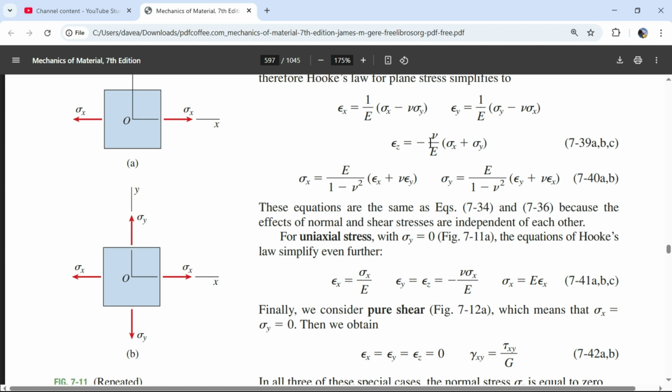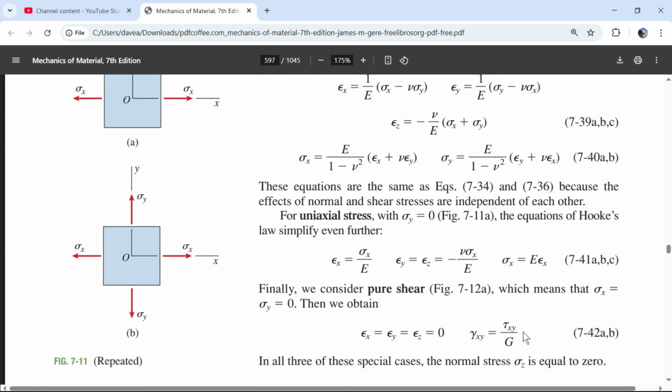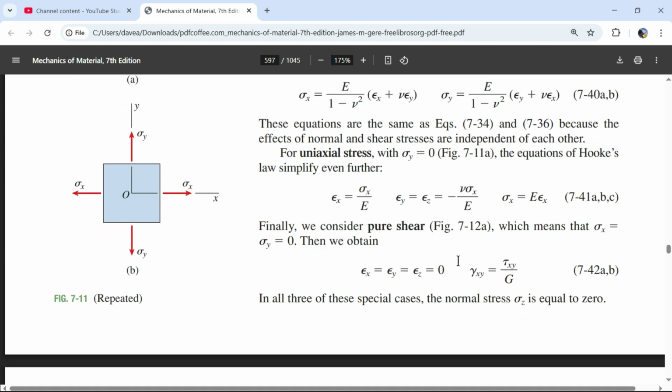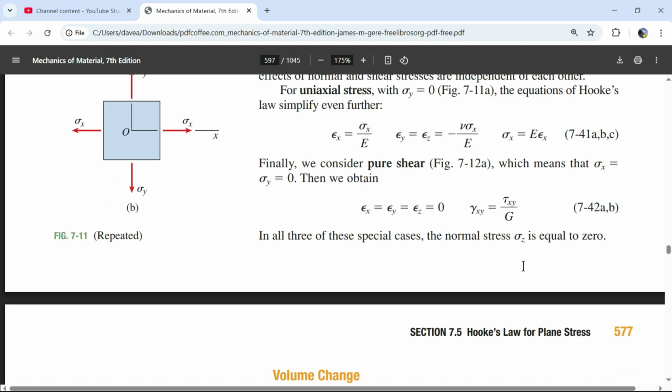Same thing for there. That's another place where I was just a little bit puzzled, but there's another algebraic way to show that the changes in length in the x, y, and z directions are 0. And our shear term isn't a function of stress anyway, so our shear term looks the same. Our pure shear strain, this is the angle change that forms from this stress, is this equation. In all three of these special cases, the normal stress, sigma z, is equal to 0.